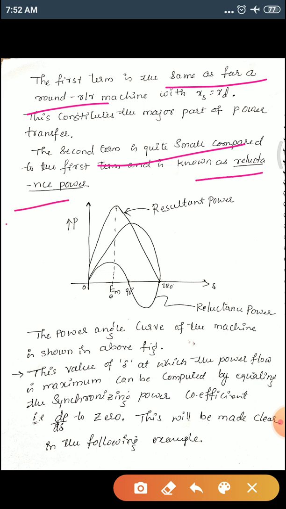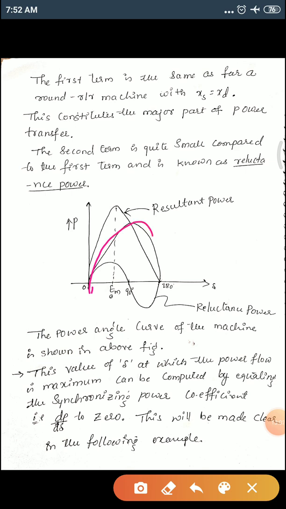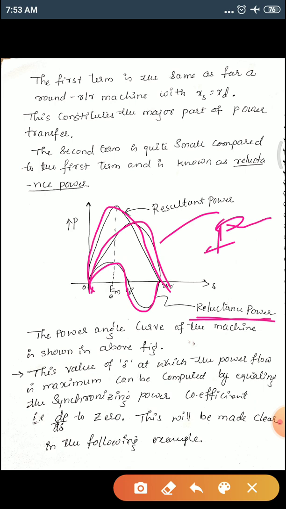So let's draw its power angle curve. This one is your first part. This is the first part power. This is your second part power, that is the reluctance power. This is the salient pole machine power. You can mention it as the non-salient power, or first part of the power, and then this is the reluctance power, and this one is the maximum power, I mean the resultant power of both.